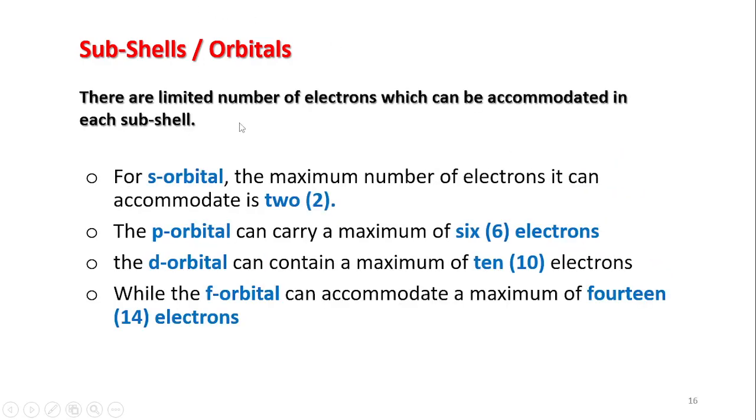So there are limited numbers of electrons which can be accommodated in each subshell. We need to understand that there are limited numbers of electrons which can be occupied in the main shells, and there are also limited numbers of electrons which can be occupied in each subshell. For the s orbital, the maximum number of electrons it can accommodate is 2. The p orbital can carry a maximum of 6 electrons. The d orbital can contain a maximum of 10 electrons, while the f orbital can accommodate a maximum of 14 electrons. So you need to understand that.